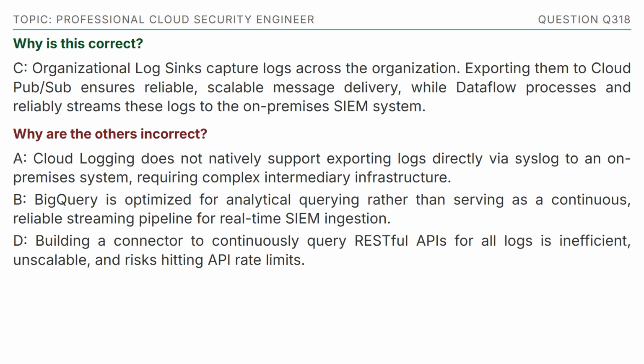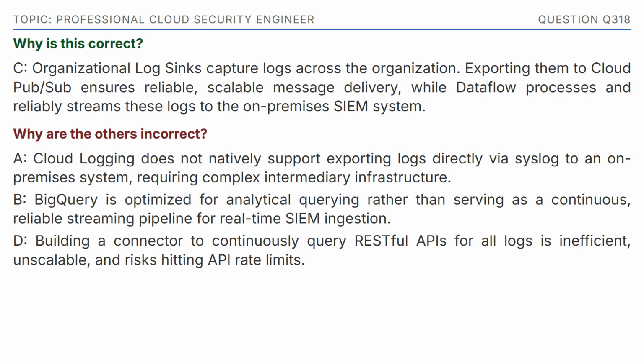Organizational log sinks capture logs across the organization. Exporting them to Cloud Pub/Sub ensures reliable, scalable message delivery, while Dataflow processes and reliably streams these logs to the on-premises CM system. Why are the others incorrect?